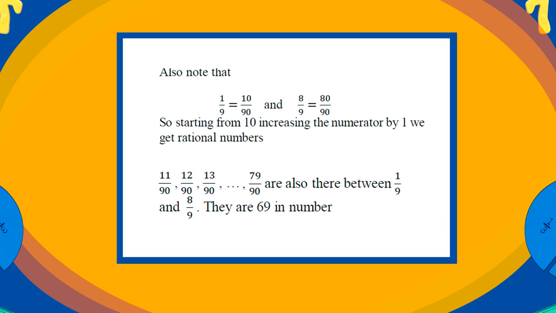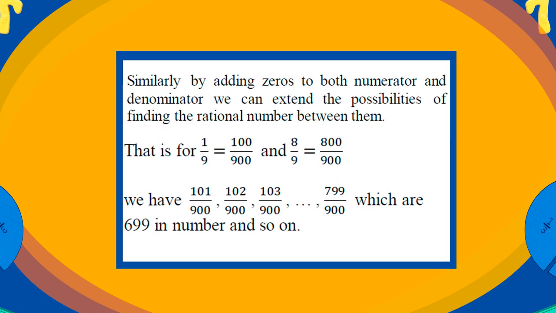Also note that 1 by 9 can be written as 10 by 90 and 8 by 9 can be written as 80 by 90. So, starting from 10, increasing the numerator by 1, we get numbers like 11 by 90, 12 by 90, 13 by 90, and so on up to 79 by 90, which also lie between 1 by 9 and 8 by 9. Note that they are 69 in number.